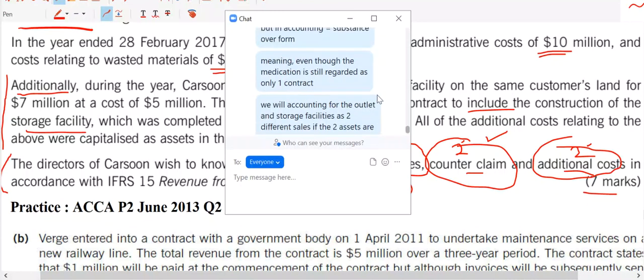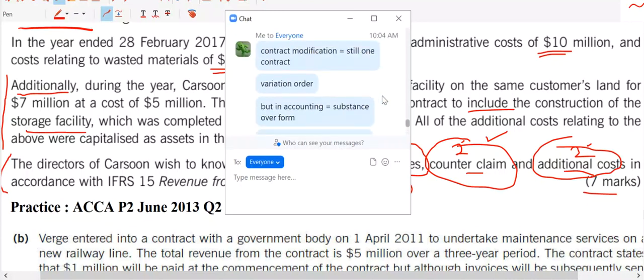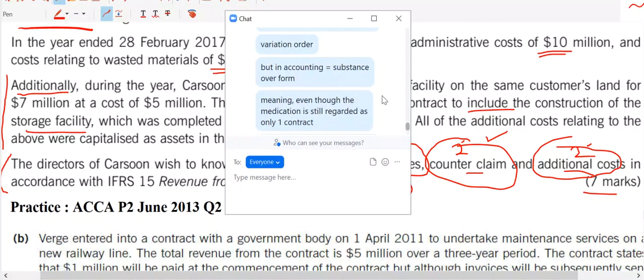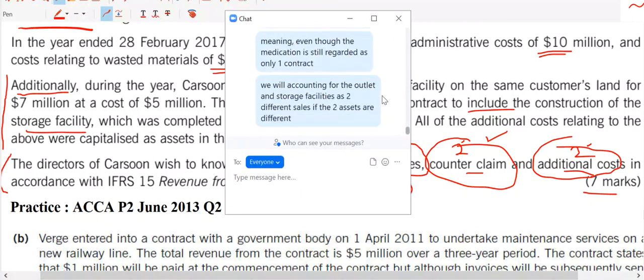Okay, check this out again. There's a contract modification, but it's still regarded from a legal perspective as only one contract. However, in accounting, we don't care about the legal form. We care about the economic reality. If we see the situation that the storage facility, which is a new asset coming in, and the outlet, which is the existing ongoing construction, are two different things, then we have to recognize two different sales already.